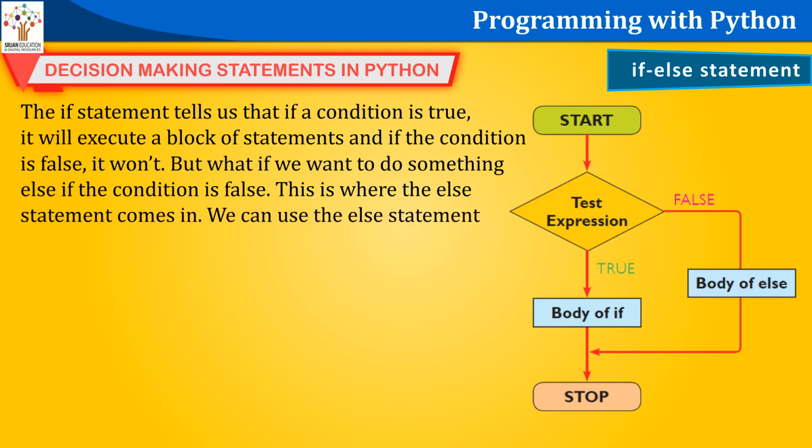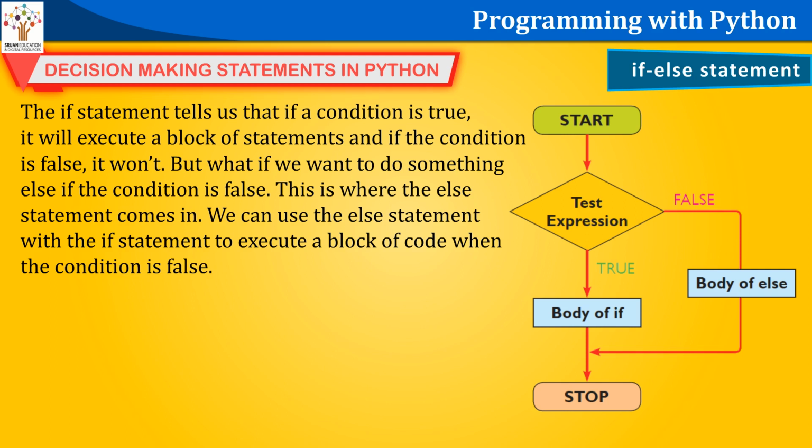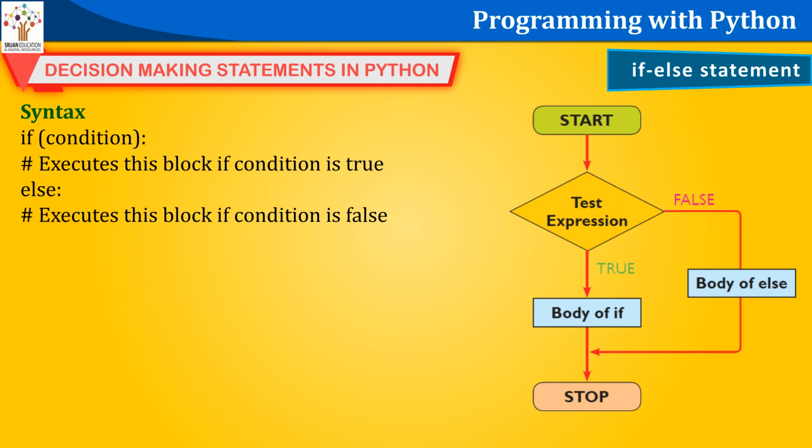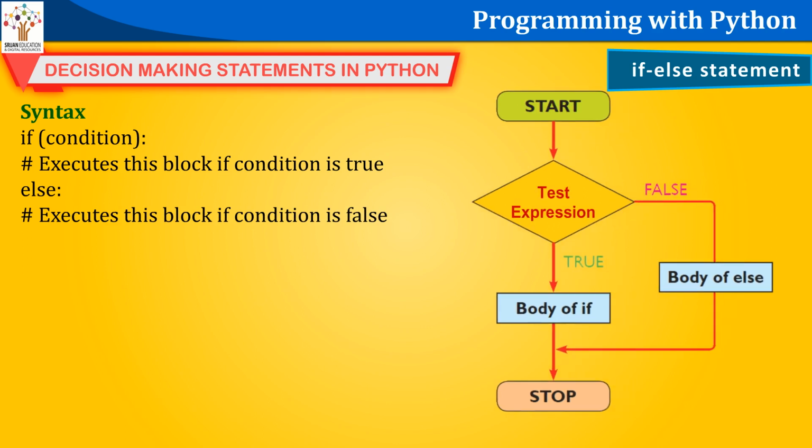We can use the else statement with the if statement to execute a block of code when the condition is false. Syntax: if condition, hash executes this block if condition is true, else hash executes this block if condition is false. Start, test expression, true, body of if, stop. False, body of else, stop.